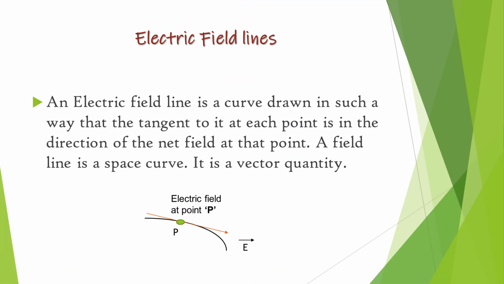Electric field lines. An electric field line is a curve drawn in such a way that the tangent to it at each point is in the direction of the net field at that point. A field line is a space curve. It is a vector quantity. In this figure, you can see that we have drawn a tangent at point P, which indicates the direction of electric field line at a point P.